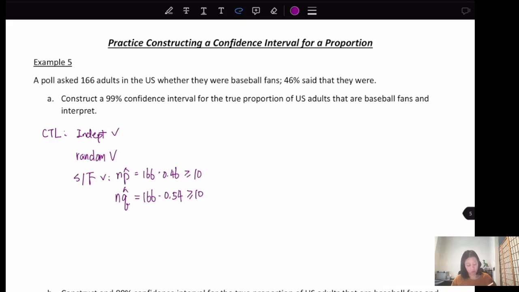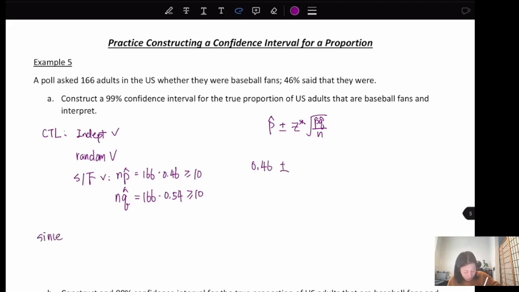Now, in order to construct a confidence interval, we know that the formula is p hat plus or minus z-score times the square root of p hat times q hat divided by n. We need to find p hat first. P hat is 0.46 plus or minus the z-score.